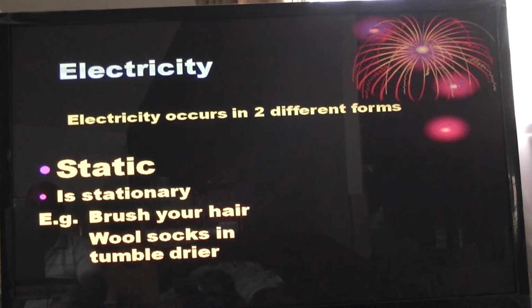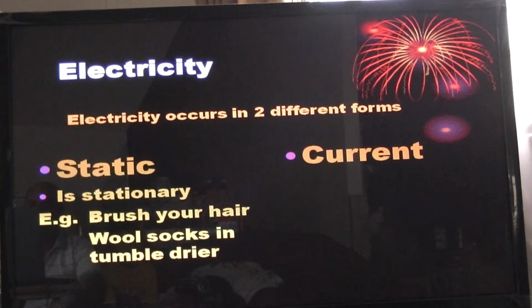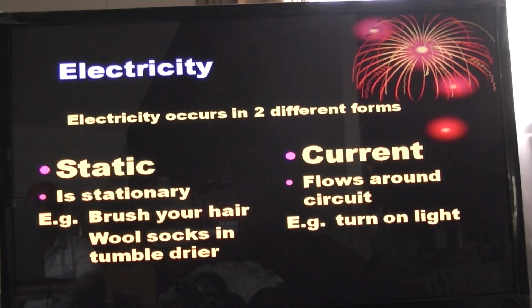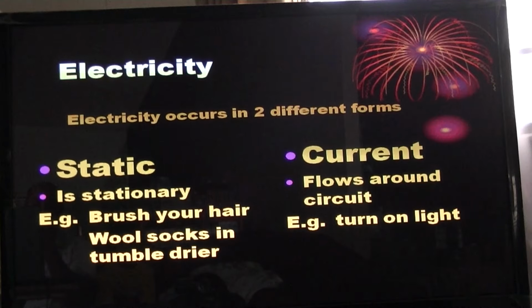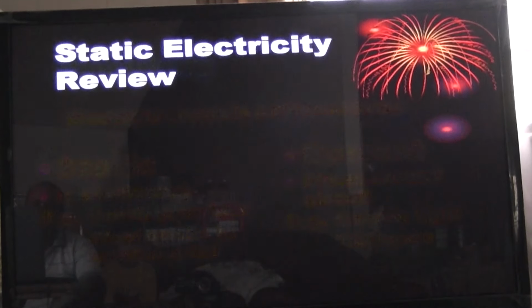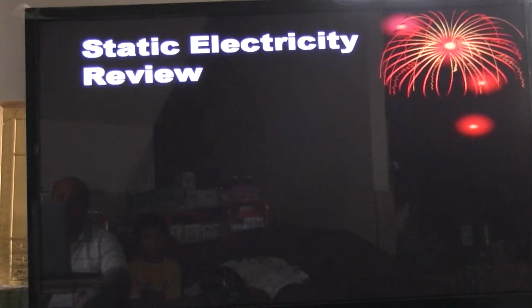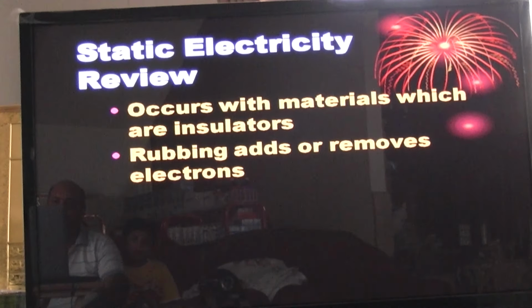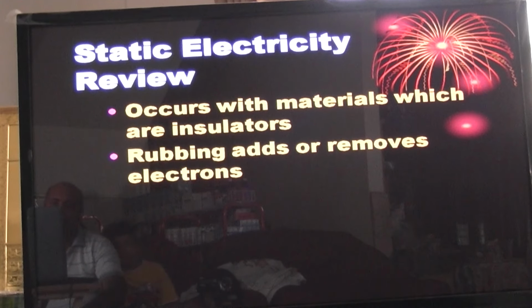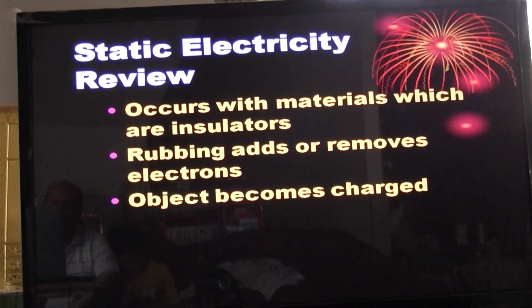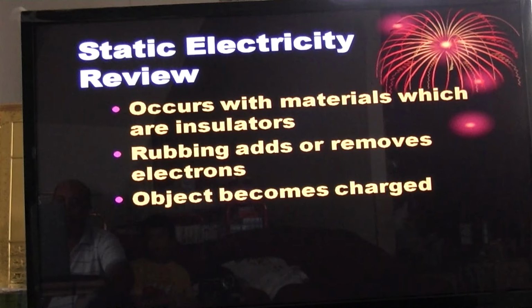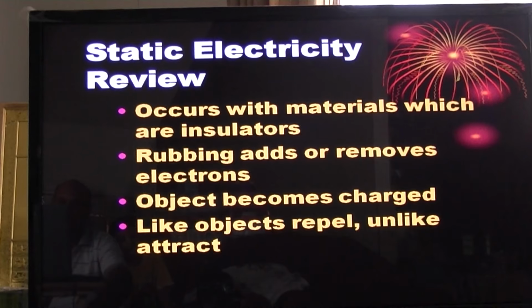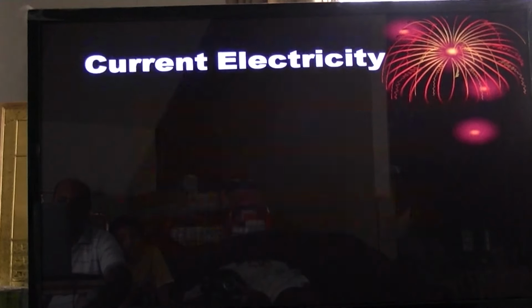Brush your hair, wool socks, tumbler in the dryer, and then we have current. Current flows around a circuit. Turn on the light and there's electricity. Walkman, all your music stuff is electricity. Static electricity review: it occurs when materials which are insulators are rubbed, adding or removing electrons. Objects become charged. Like objects, as we said before, repel, unlike attract.